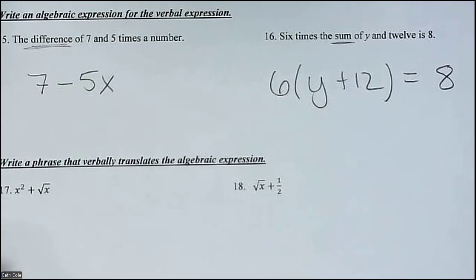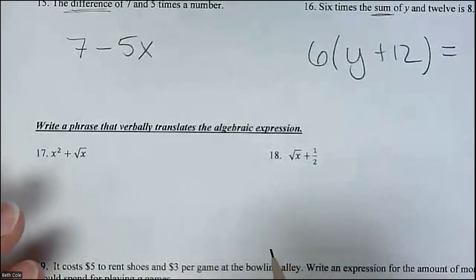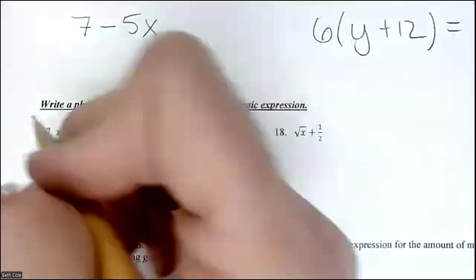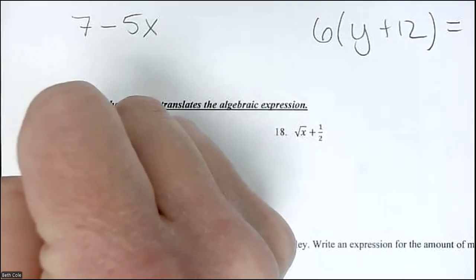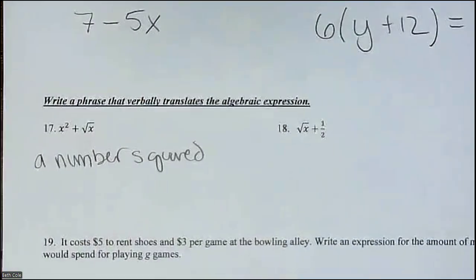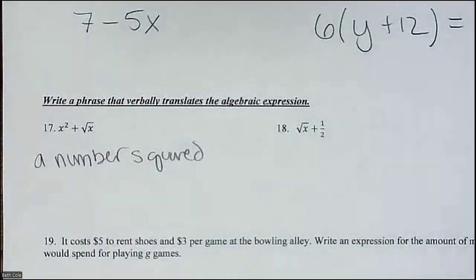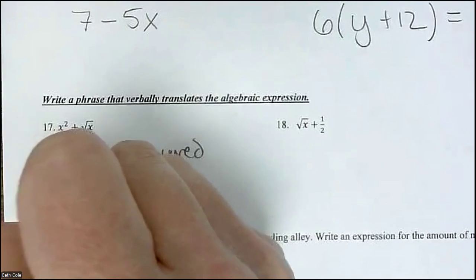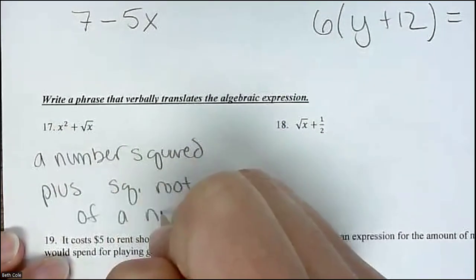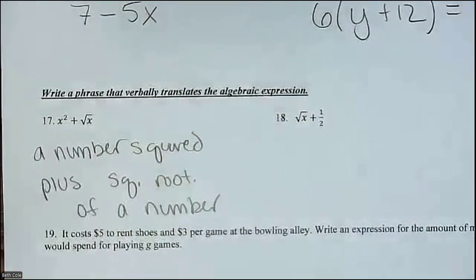You guys rock. This is awesome. All right, now we're going to write these ones in words. That's the less fun way to do this. This would be a number, what? What does the 2 mean? Squared. Squared. Good. Gosh, you guys are awesome. Gold star for everybody today. Plus square root, you can abbreviate, of a number. New year, new you. Nice job.